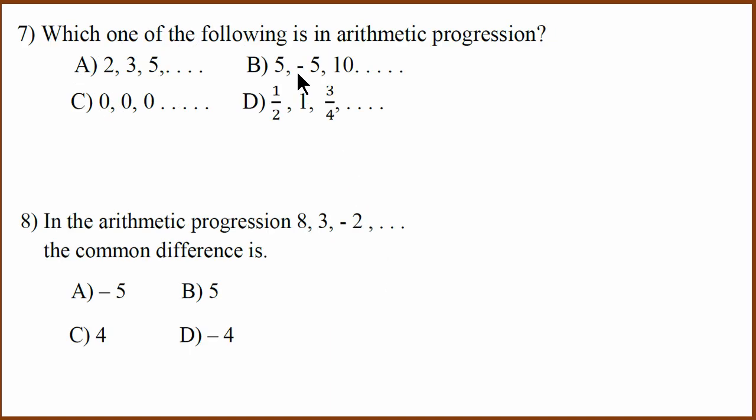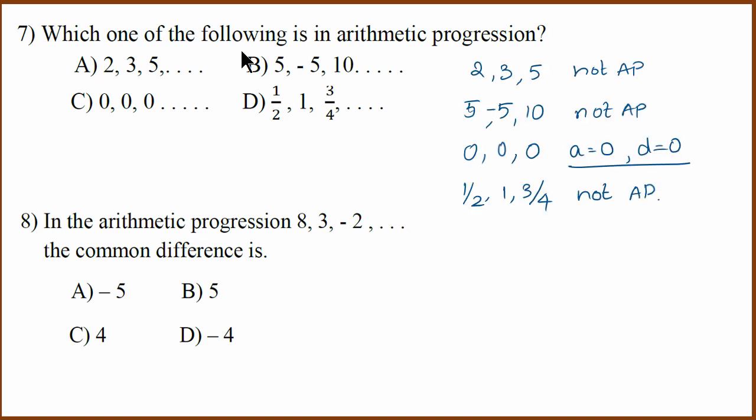Which of the following is in arithmetic progression? This is an interesting one. Let us see which one is. 2, 3, 5 is not in arithmetic progression because the gap between 2 and 3 is 1 and the gap between 3 and 5 is 2. So the gap is not the same. The difference is not the same. So therefore this is not arithmetic progression.